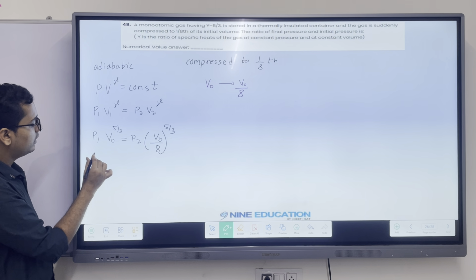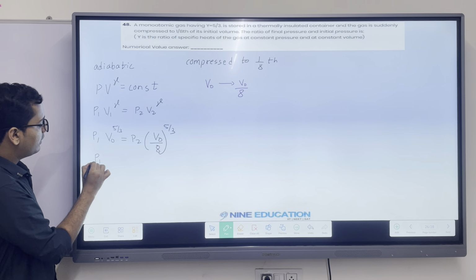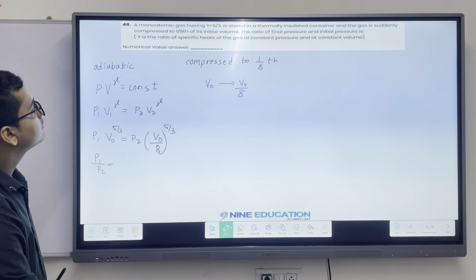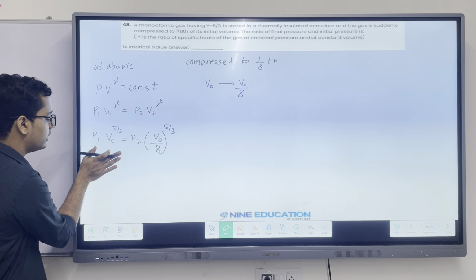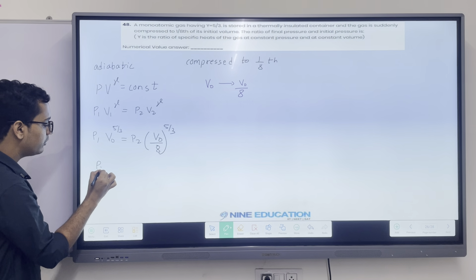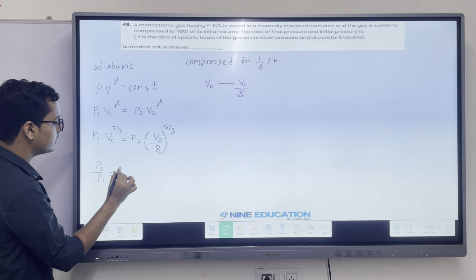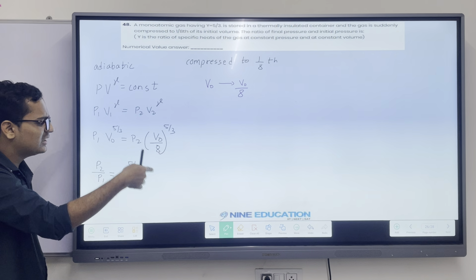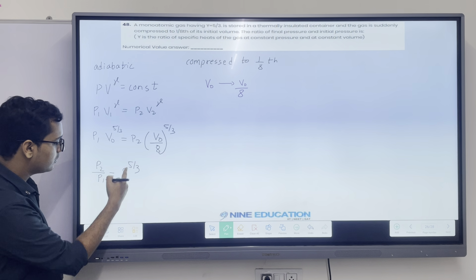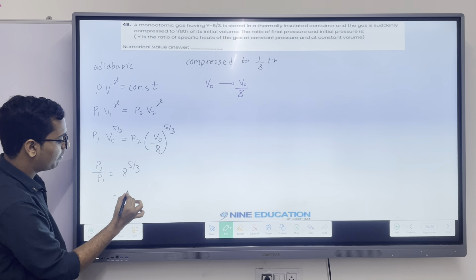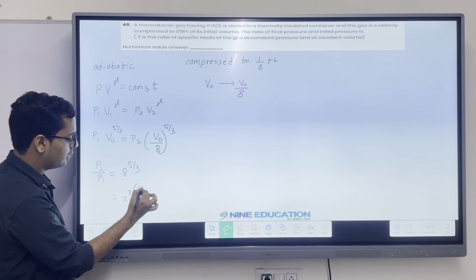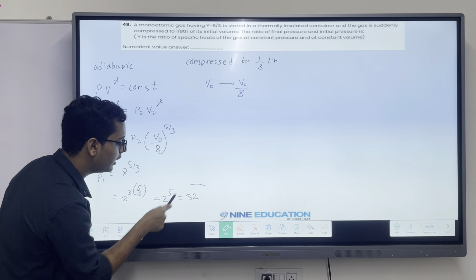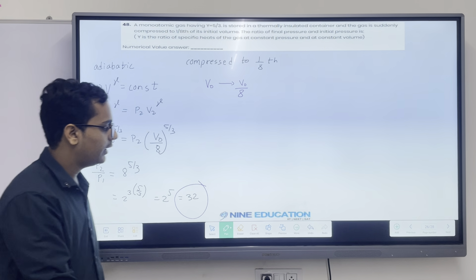It is given. So hence, P2 by P1, the ratio of final and initial pressure, where final is P2 and initial pressure is P1, is equal to 8 power 5 by 3. The V0 power 5 by 3 cancel. So 8 power 5 by 3 is there. What is 8 power 5 by 3? 2 power 3 into 5 by 3. So this is 2 power 5, which is 32. Okay? Answer is 32. Right?